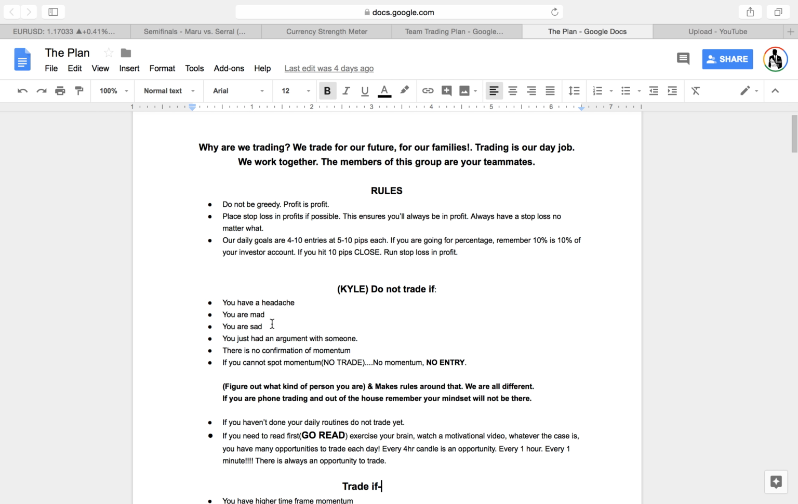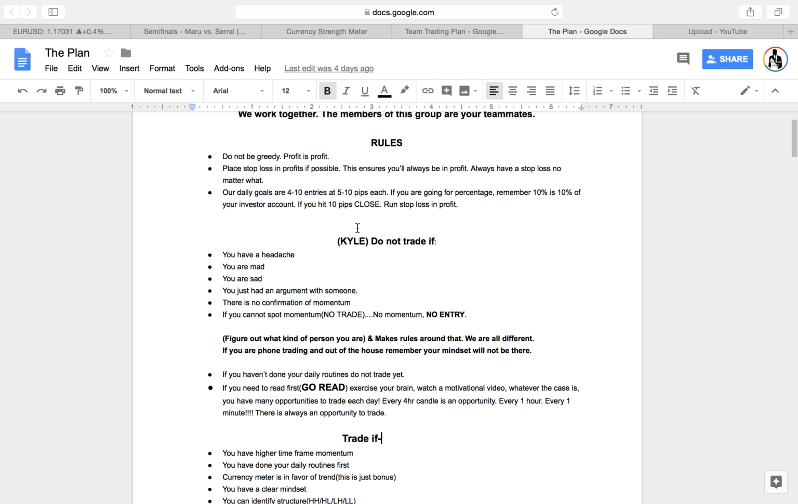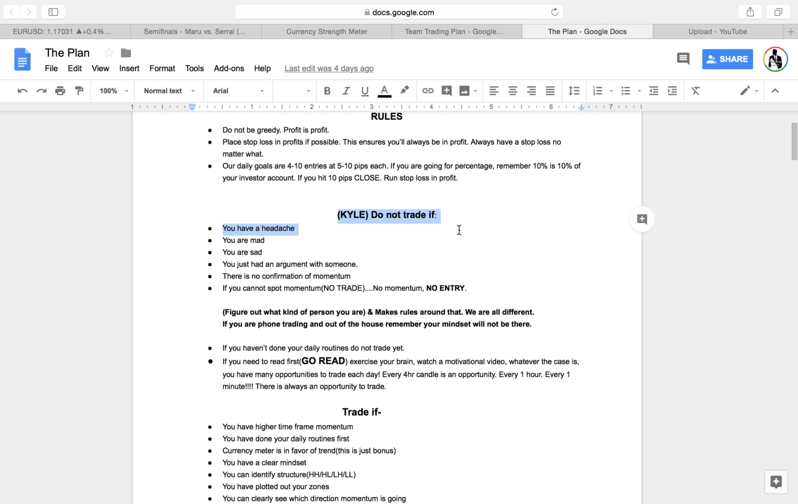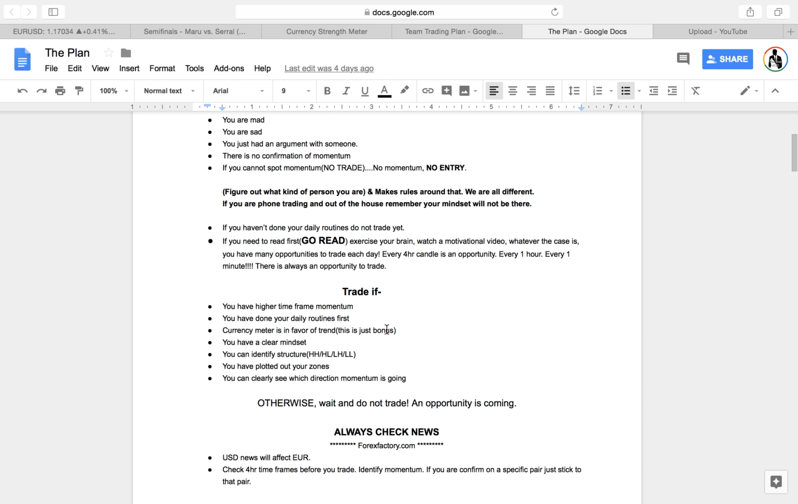For me, I don't trade if I have a headache, but somebody else might be able to trade with a headache. If somebody else is mad, maybe they take their aggression out on the charts and actually do well. I don't. So this is part of my plan. I don't trade if I'm mad. I don't trade if I'm sad, right? I don't trade if I've had an argument with someone. I just don't, because there's going to be tomorrow. The charts never go away. So it's not like you've got to hustle your sales to get a commission. The same thing's going to happen tomorrow, and then the next day, and then the next week, and then the next week.